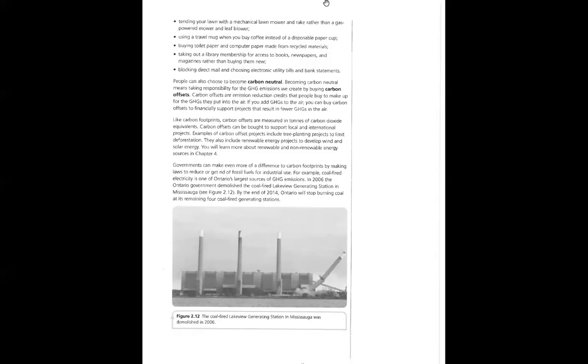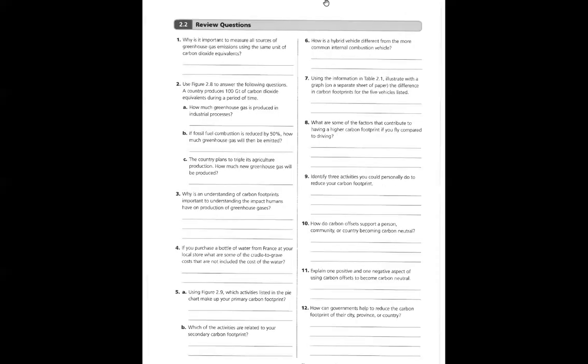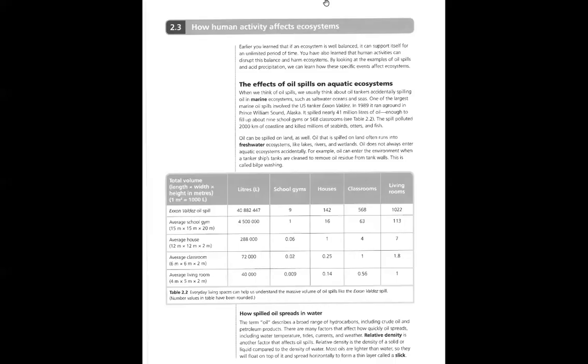That was the end of Unit 1. All right, we're now on Unit 2. Go over there. Section 2.3 kicks off Unit 2. Unit 2 starts with how human activity affects ecosystems. Alrighty, so you want to go over and look at the effects of oil spills on aquatic ecosystems. And we did a lot of work on what the oil slick can do to an ecosystem.